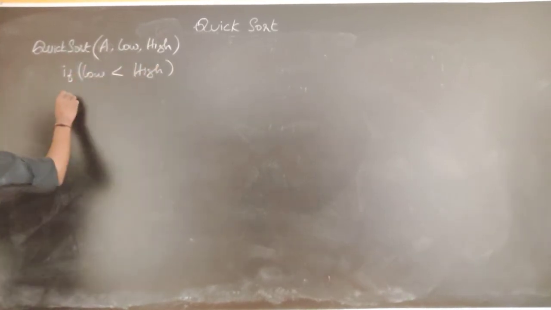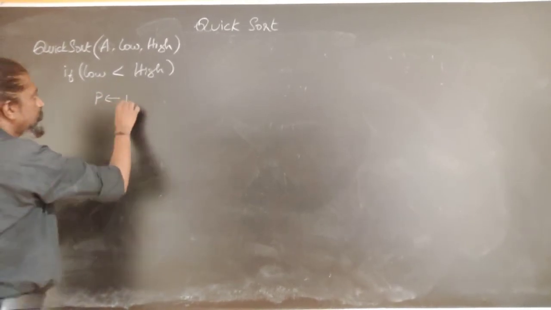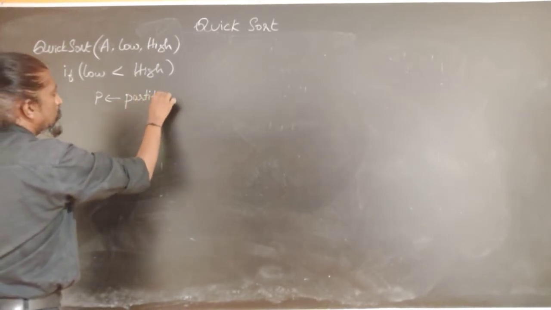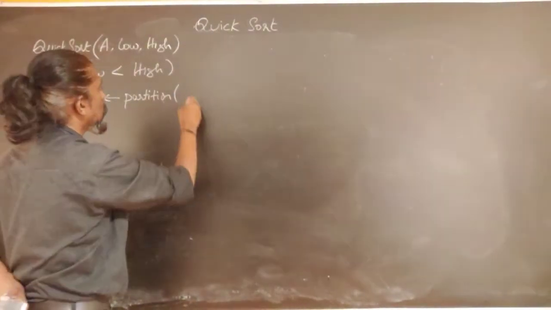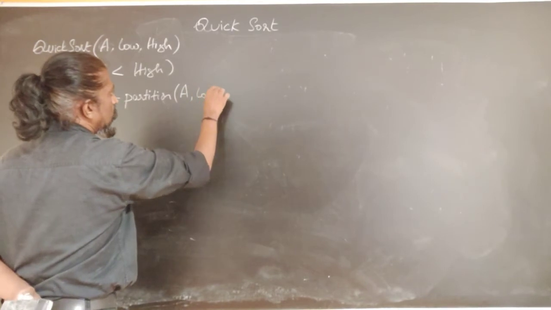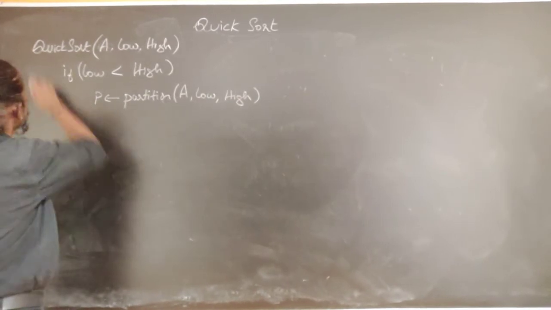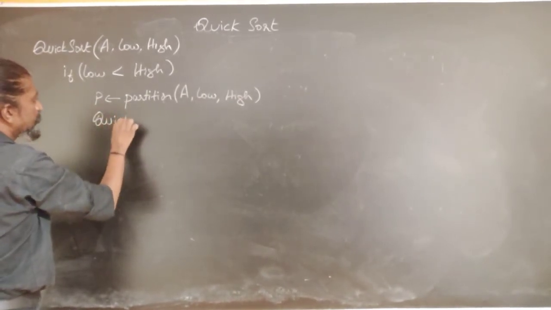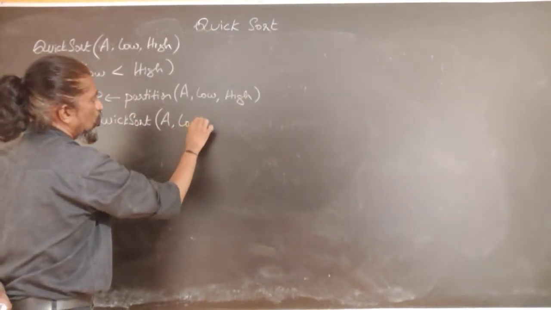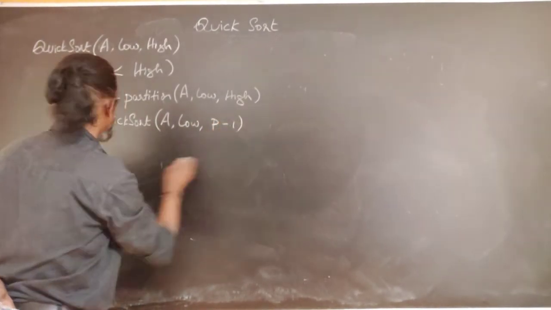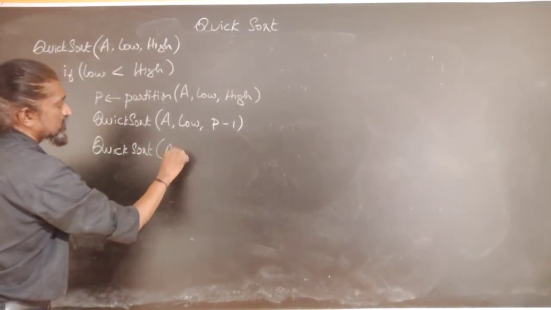If low is less than high, then what we do is we will find the partition p, equal to another function, partition, which will return the position of the partition. In this array, in between low and high pointer, find me a partition. Once the partition is found, again I will call this quicksort algorithm recursively: quicksort in the array from low to partition minus 1 is the left subarray, and the right side I have in the same array.